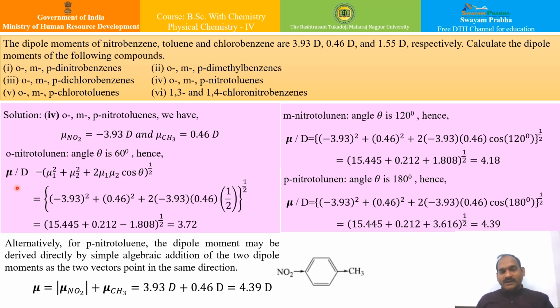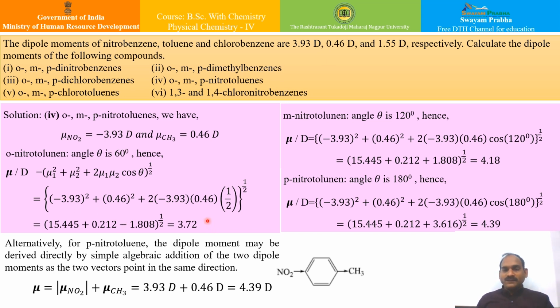The dipole moment μ will be equal to (μ1 square plus μ2 square plus 2 μ1 μ2 cos θ) to the power half. If I substitute these values, μ1 is 3.93, so 3.93 square, plus μ2 is 0.46, so 0.46 square, plus 2 into μ1 into μ2 into cos θ, that is half, because the angle is 60, to the power 1 by 2. So for orthonitrotoluene, my dipole moment is 3.72 D.